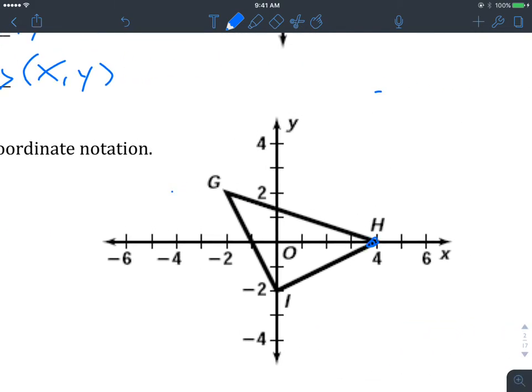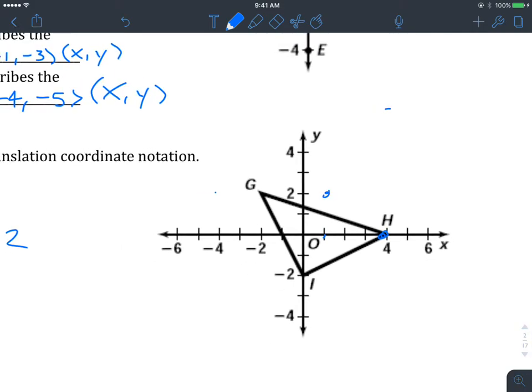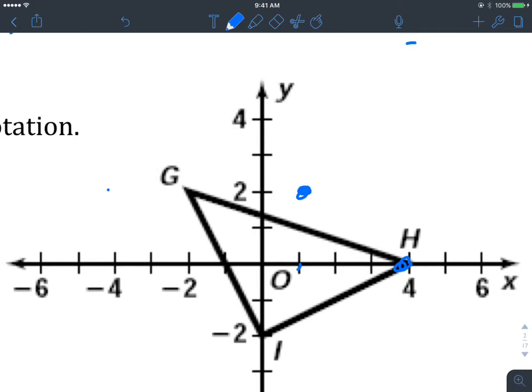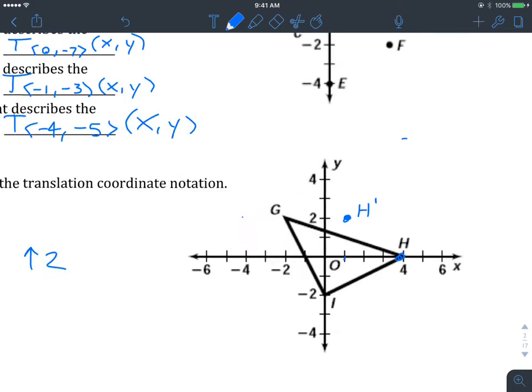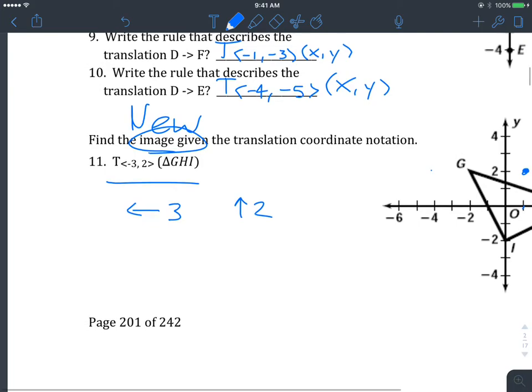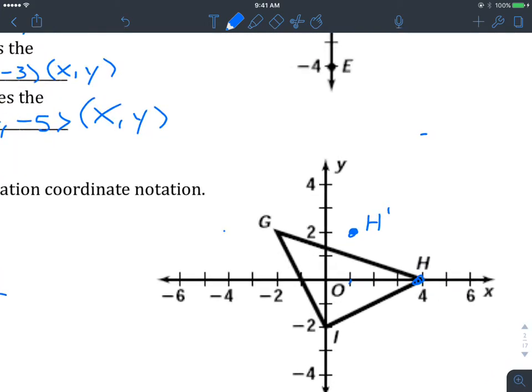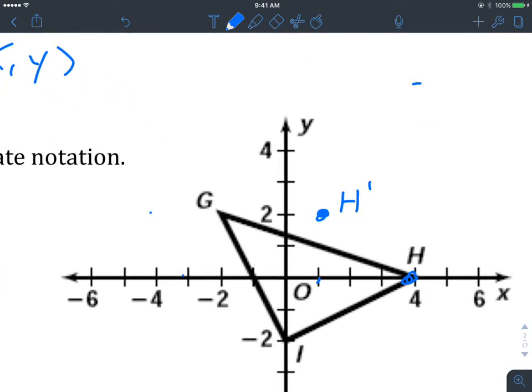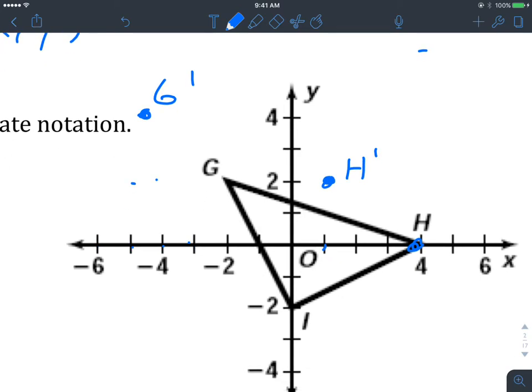So I'll start here with H. I'm going to go left 3, 1, 2, 3, and then up, I think we said 2. So here's where your H prime will be. Okay, your next one here, I guess we'll go ahead and do G. So we'll go left 3, 1, 2, 3, and then up 2. So I think up there at 4. We'll call that G prime. And the same thing with I, left 3, 1, 2, 3, and then up 2. So that'll be right there on your x-axis, and that'll be I prime.